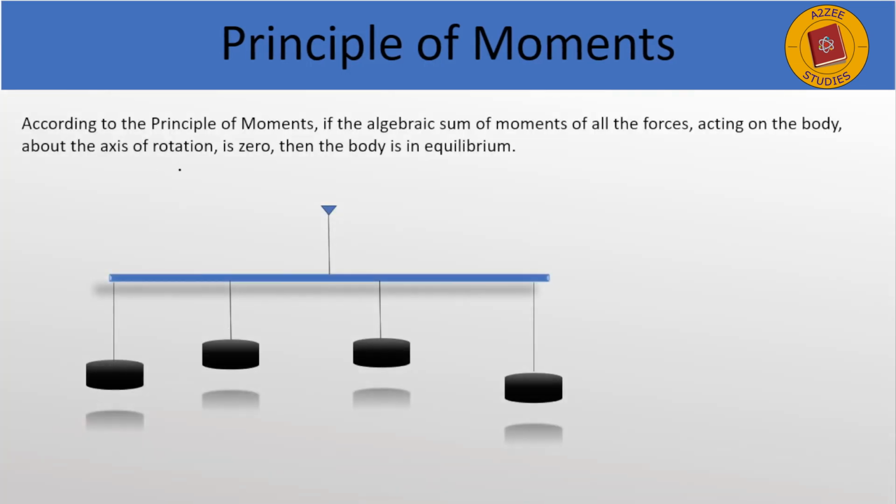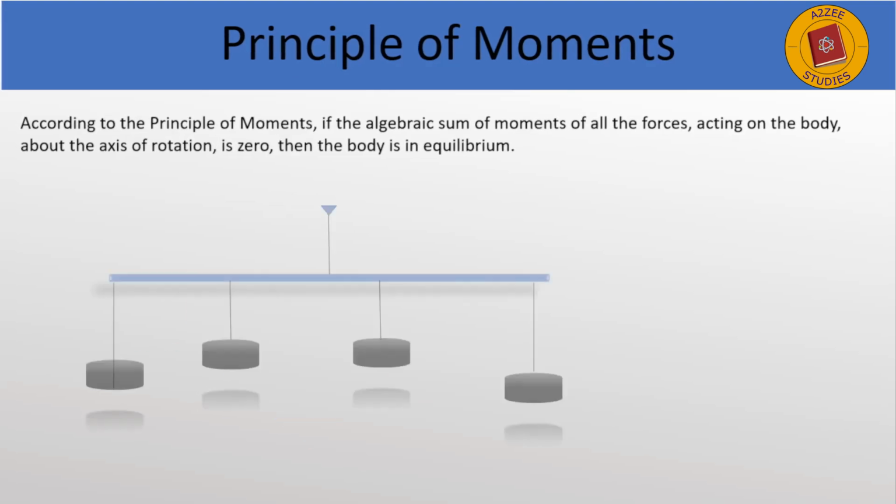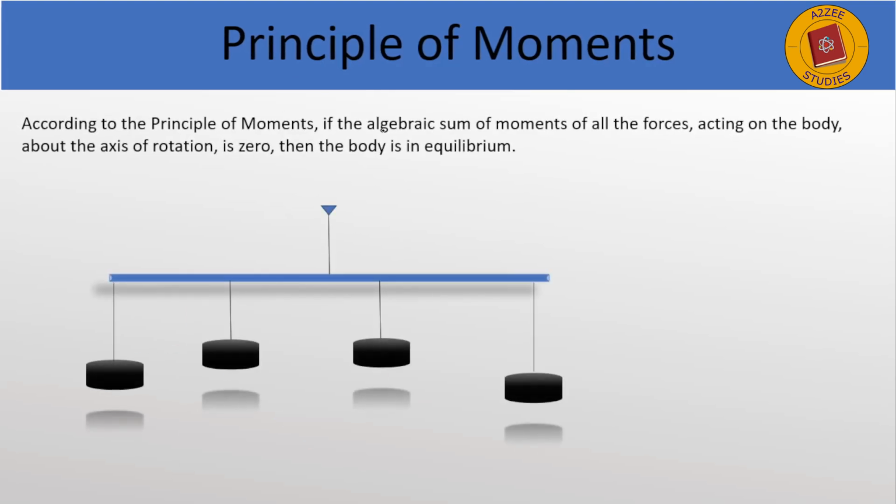Here also we see the principle of moments. According to the principle of moments, if the algebraic sum of moments of all the forces acting on the body about the axis of rotation is 0, then the body is in equilibrium. In the earlier example, we just worked with two forces, one on the left side and one on the right side. But we can have as many forces as we want, 100,000 trillion billion, anything, the number of forces that we can work with.